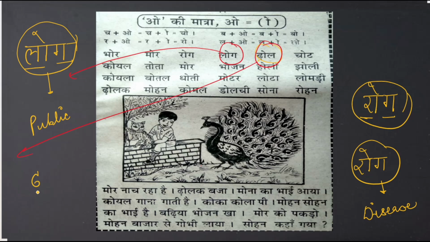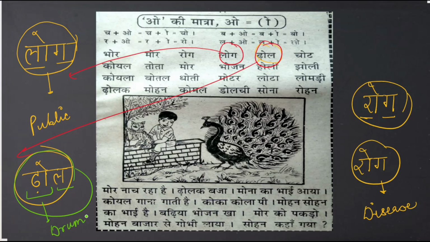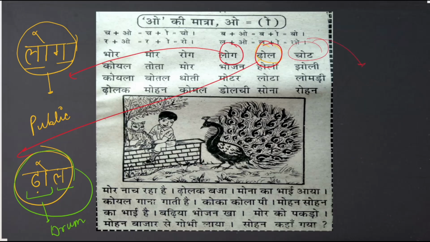This is dha, and this is again the matra of O, and this is la. Now it became dhol, which means drum, a kind of musical instrument. This is cha, and this is again the matra of O, and this is ta. Now it became chot, which means injury.